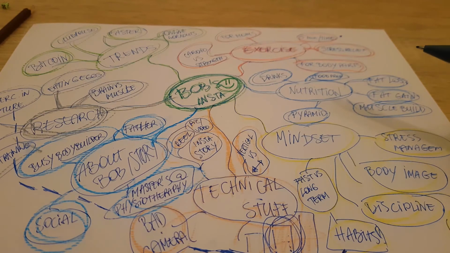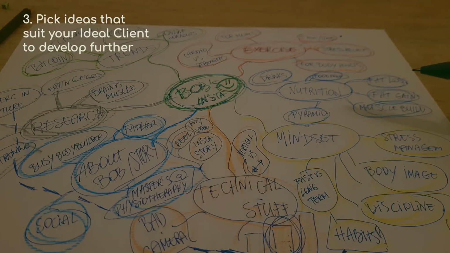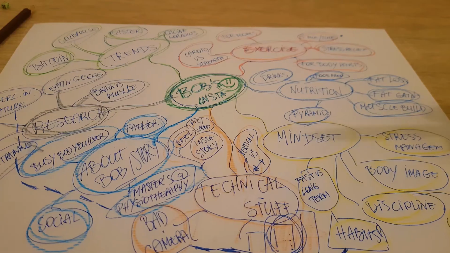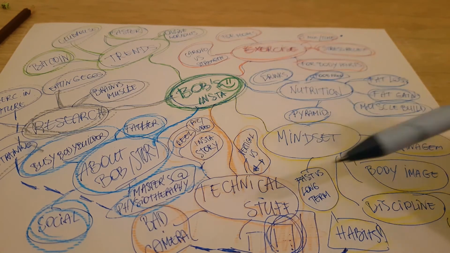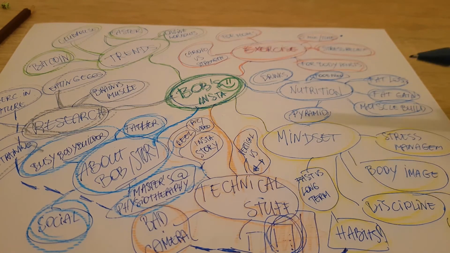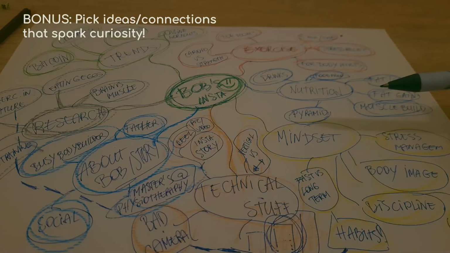The third way how to use this mind map is to look around at these ideas and maybe just write down those ideas that match your ideal client. What to do in those cases when you do not have an ideal client yet, or maybe you create the content for yourself? What I would suggest to do is to look around and see if there are any topics that just create a spark of curiosity for you, or connections that create a spark of curiosity for you.